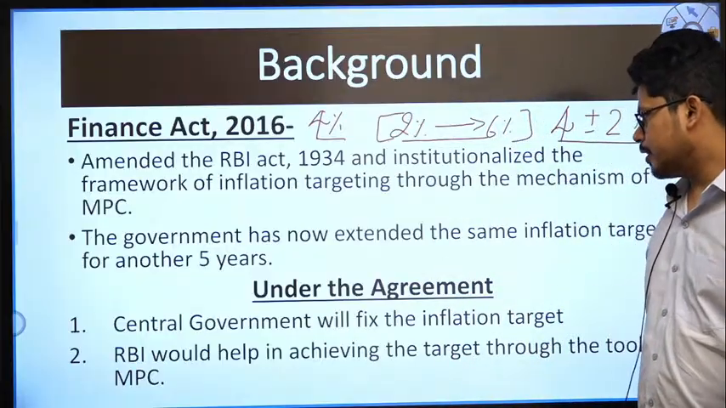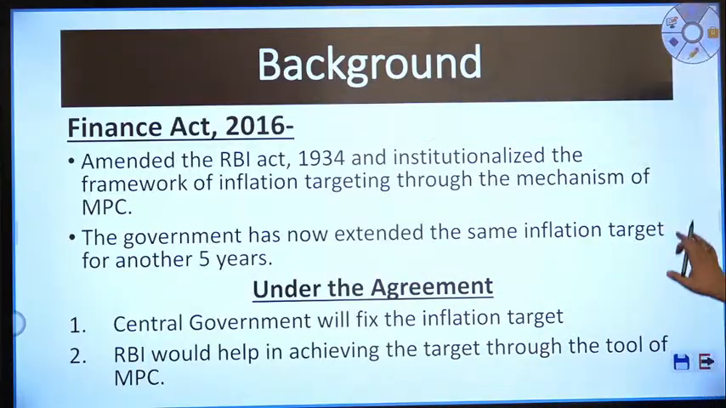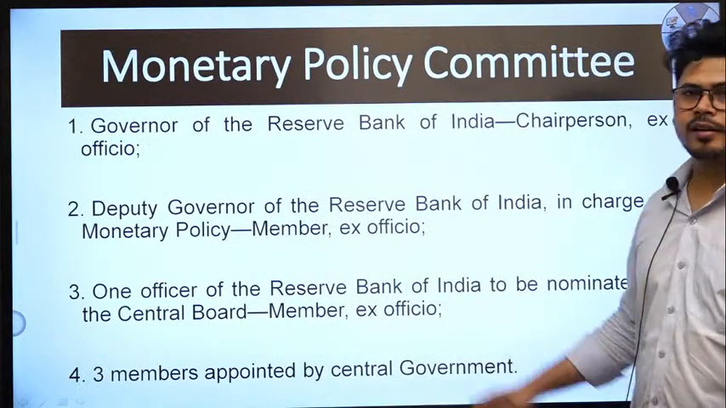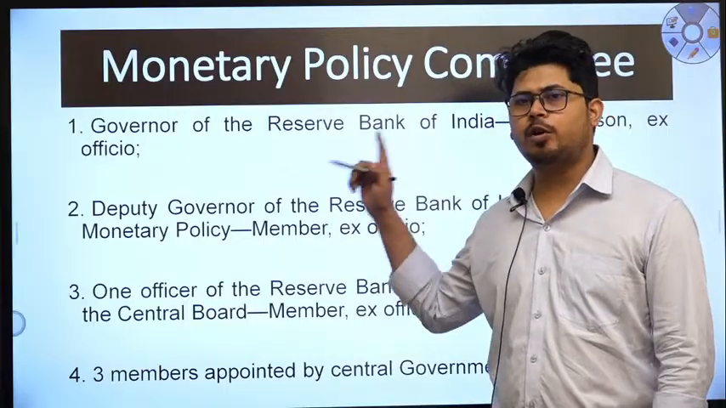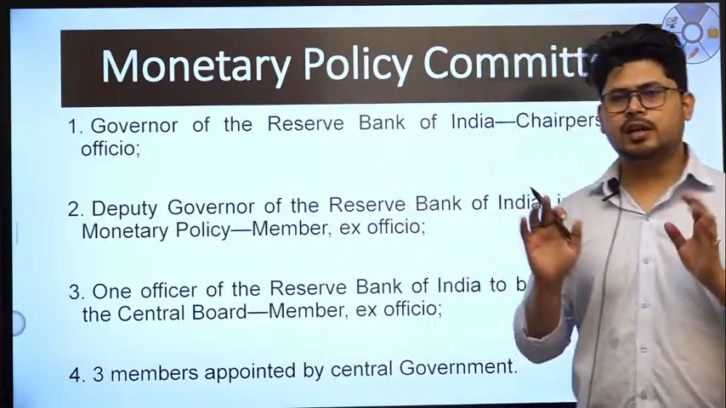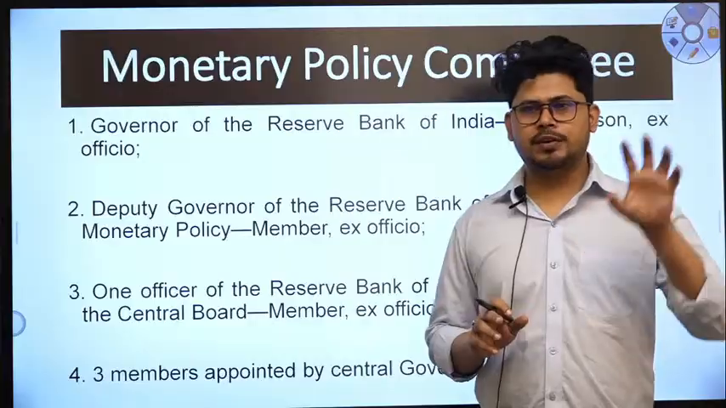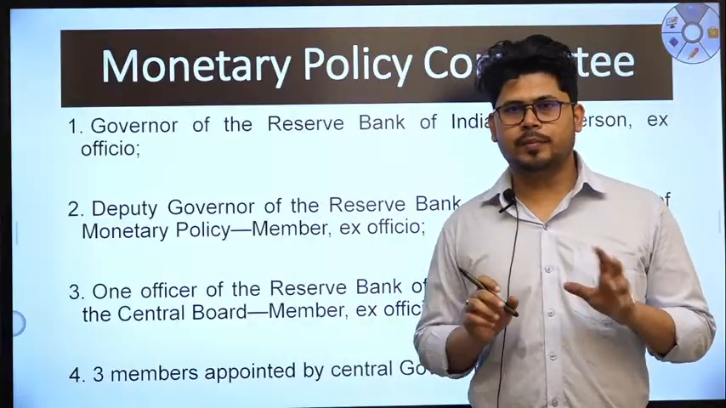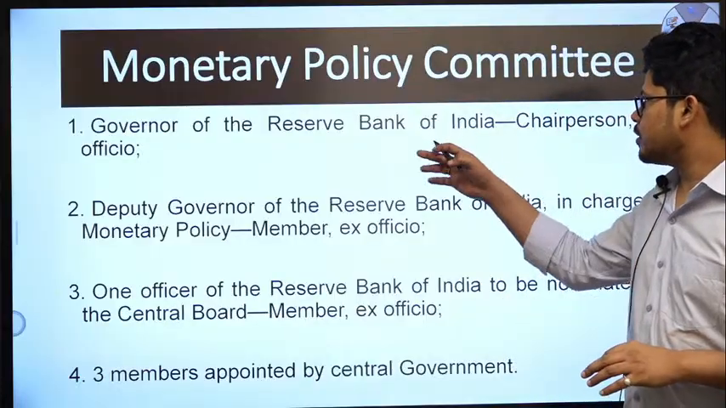Under the agreement, central government will fix. Okay. Monetary Policy Committee. Under the same agreement, a Monetary Policy Committee was formed. This committee was composed of 6 people. 3 were from RBI and 3 were from government. ठीक है. The first was Governor of the Reserve Bank of India.